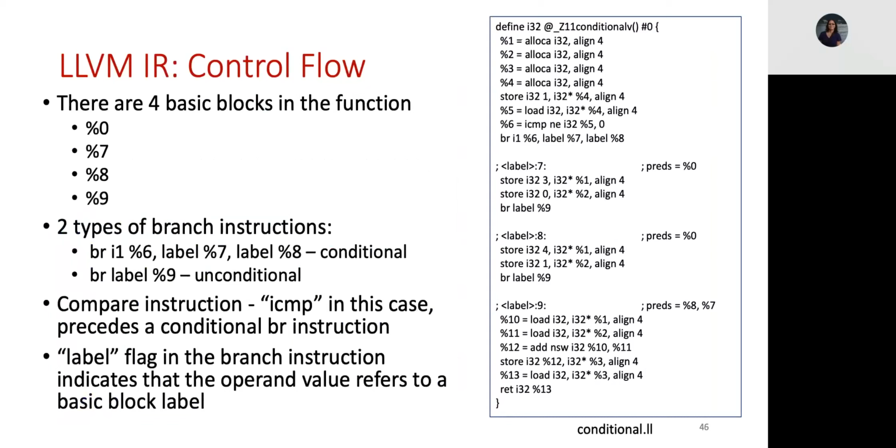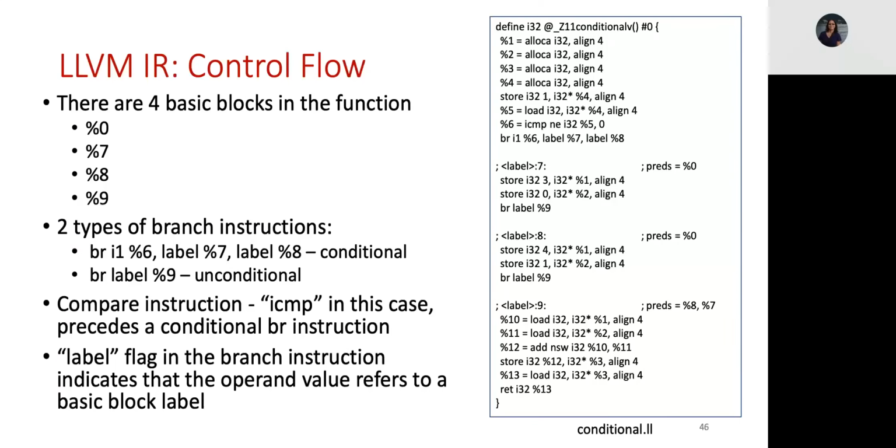So I'll just talk a little bit more about how this works. There are 4 basic blocks in this function, and %0 corresponds to the first basic block. The second basic block is %7, and then %8 is the third one, and then the final basic block is %9. And you're going to notice that there are 2 types of branch instructions. There is a conditional branch instruction that takes 3 arguments, which is the condition, the path to take if true, and the path to take if false.